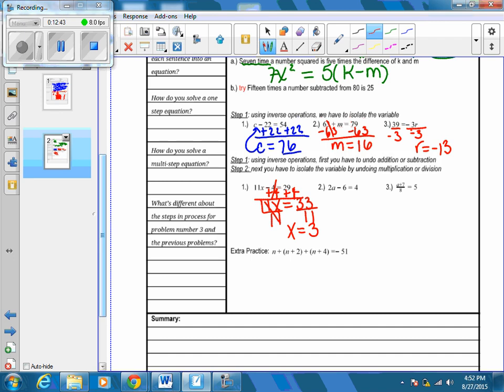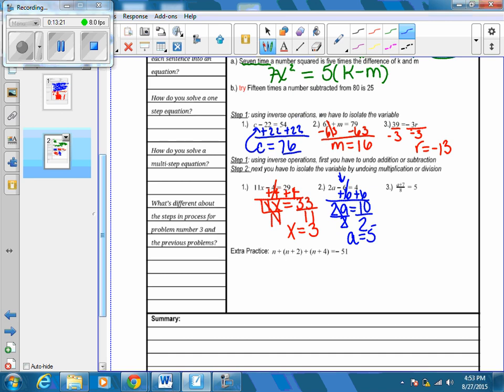Okay. Now if I look at number 2. Number 2 says 2a minus 6 equals 4. So 6 is being subtracted, so I want to add 6 to both sides. Okay, so that's going to cancel, but I'm left with 2a equals 4 plus 6 equals 10. Alright, so now I have 2a equals 10. In order to get that a by itself, I have to divide both sides by 2. Alright, then I'm left with a is equal to 5.